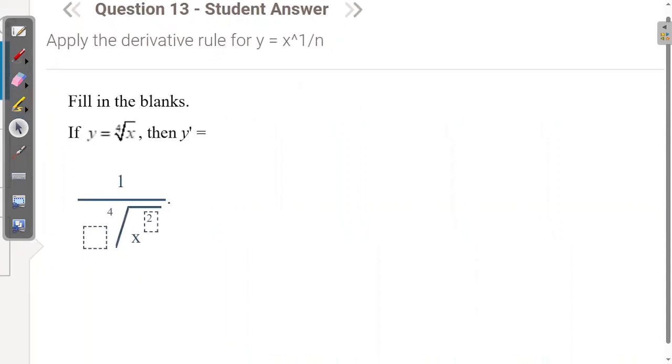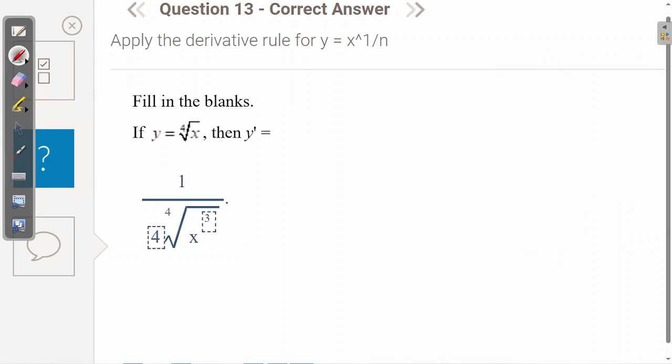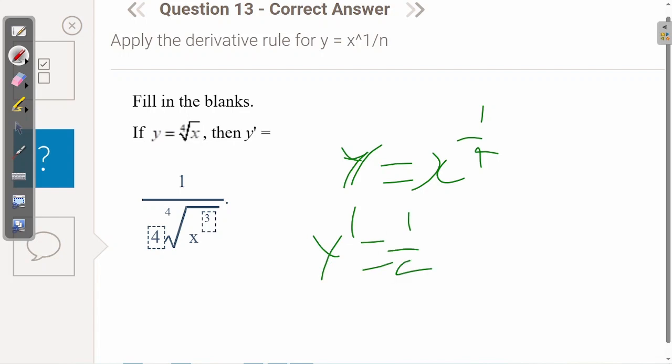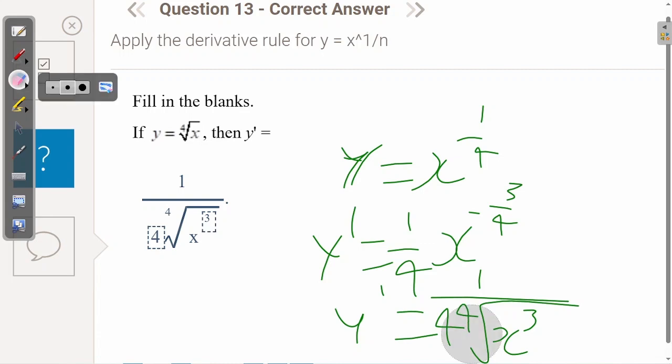Y equals radical 4x, so it's the same concept. You make it into a power, so y is equal to x to the power of 1 over 4. So y prime is going to be equal to 1 over 4 x to the power of negative 3 over 4. So then you bring it down, it's going to be equal to 1 over 4 x to the power of 3 inside, and then outside is 4. So that's the answer.